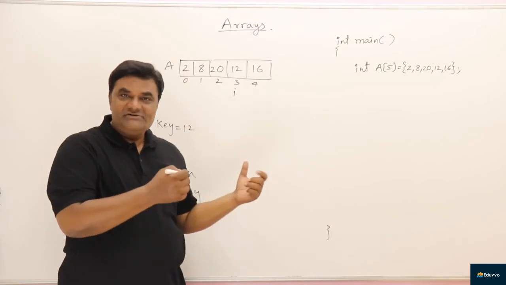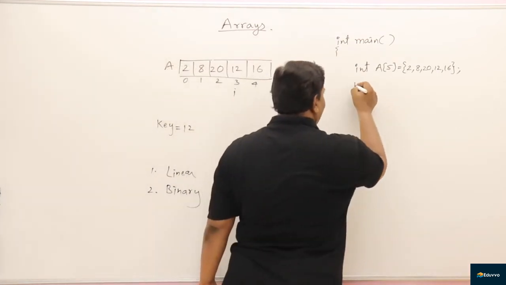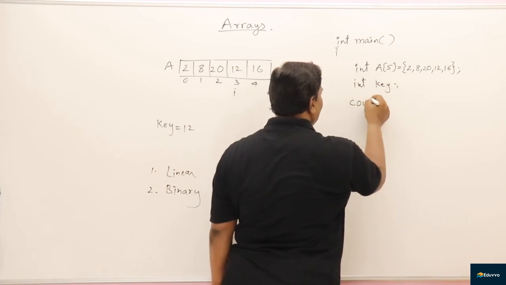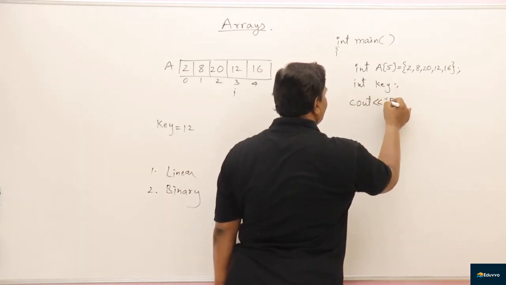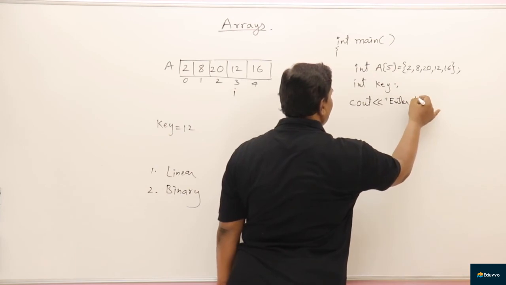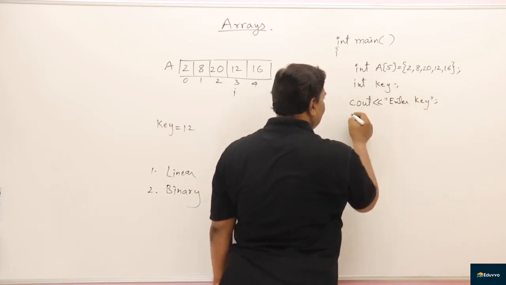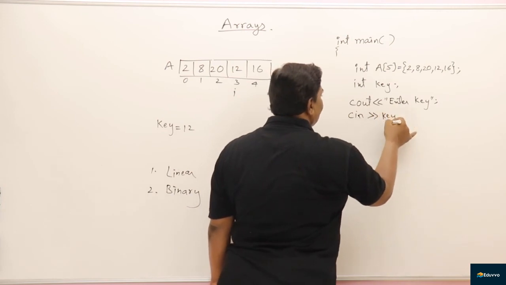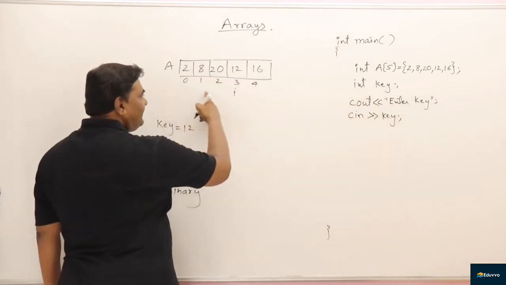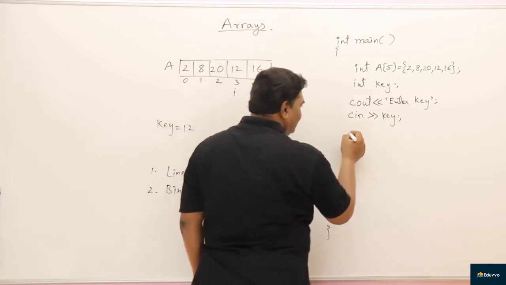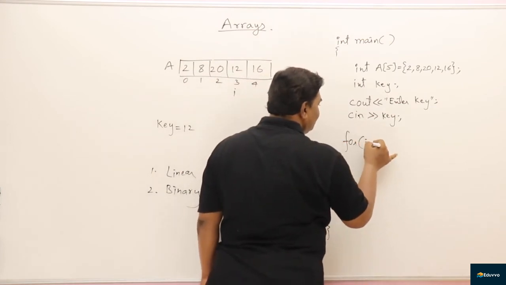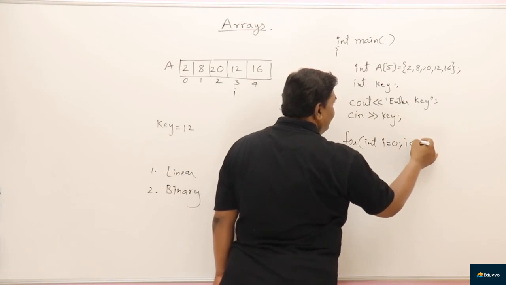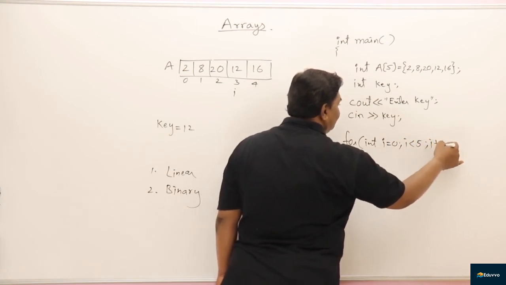So let us write a piece of code for this one. I will take one value, that is key, and cout, enter key for searching. Then cin, take a key. So using a loop we can iterate or traverse through this array. So for integer i assign 0, i is less than 5, as 5 elements are there, i plus plus.